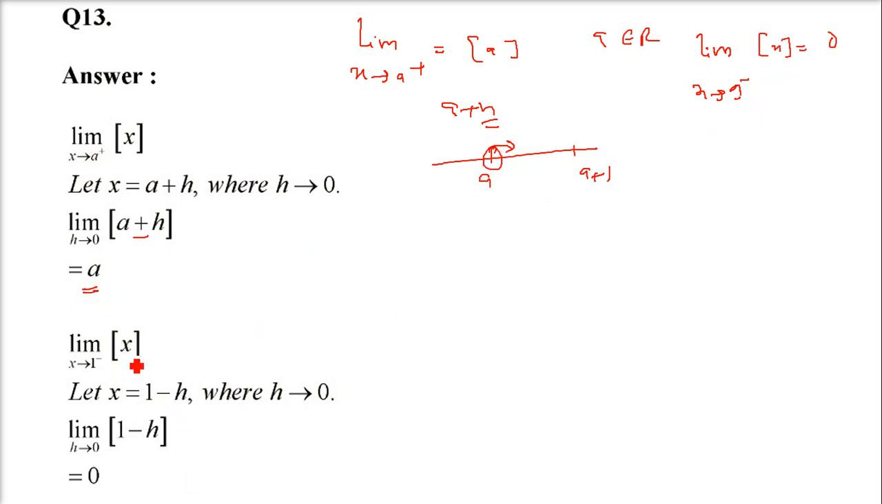Now coming to 1 minus, you have the greatest integer function x, and you are subtracting something from a. That is 1 minus h you are saying. So 1 minus h, I'll just show you here. 2, 1. You are subtracting something from 1, so you will go to 0. This function always takes the floor of the integer.